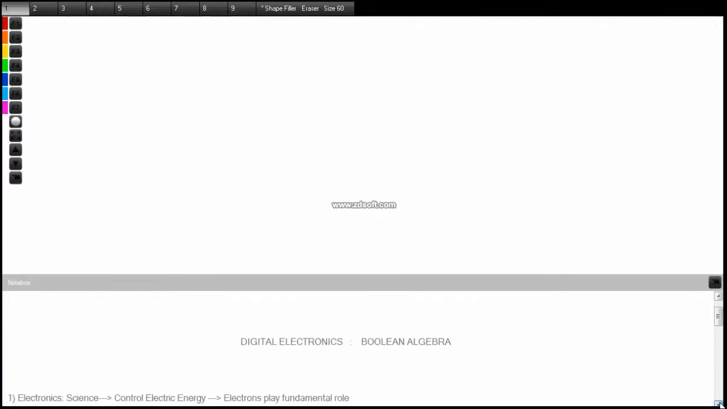Okay, to start with, what do you understand by the term electronics? Electronics is the science that deals with how to control electrical energy. As we all are aware, electrical energy is transmitted from one node to another node through the flow of electrons. Thus, we can see electrons play a very fundamental role in transmitting electrical energy from the input terminal to the output terminal.